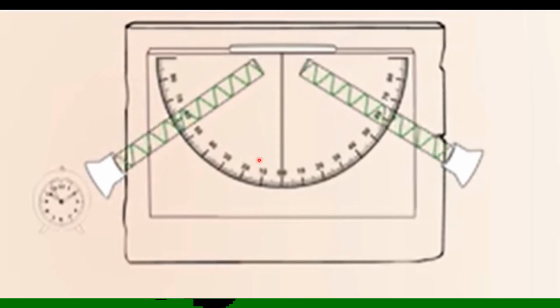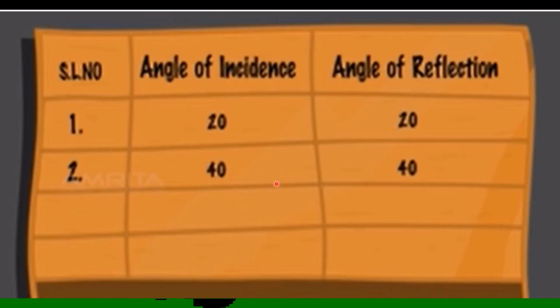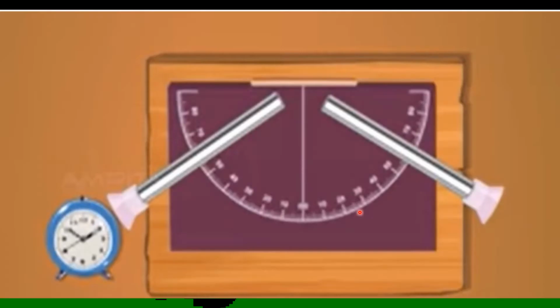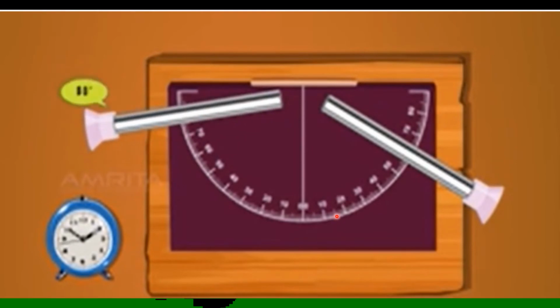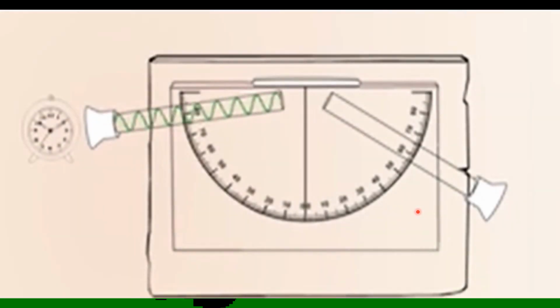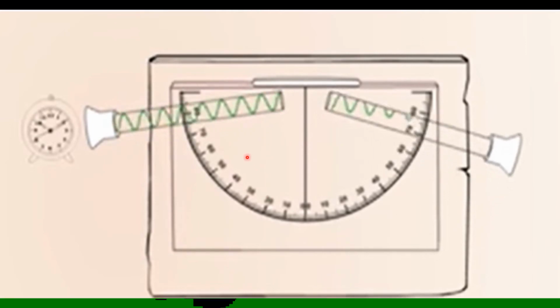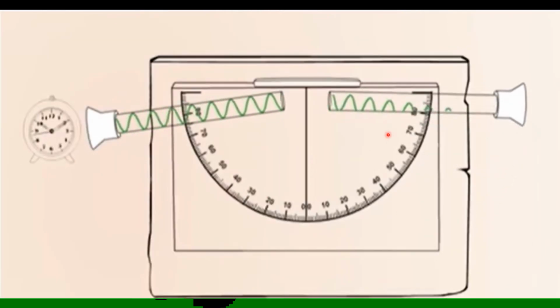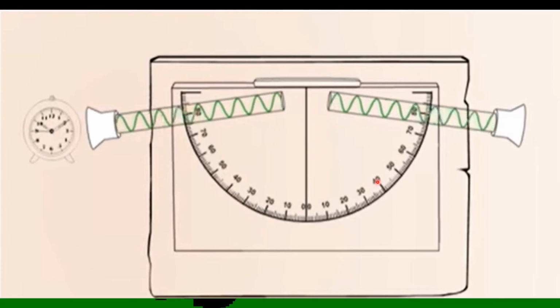So now again we have changed the angle of incident up to 40 degrees and keep the clock and hear the tick sound by moving the other tube, and when you keep it at the 40 degrees you will hear the maximum amount of sound. So again it confirms that the angle of incidence is equal to the value of angle of reflection.